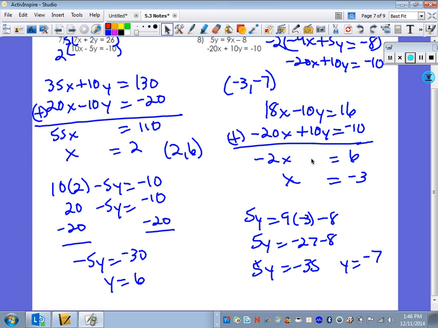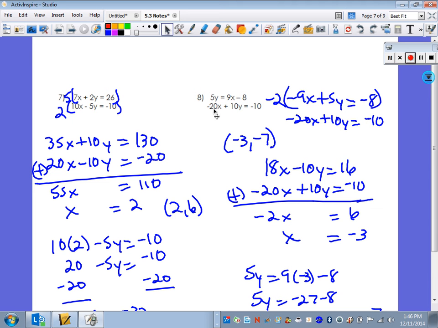Okay? And then the last one, I'm going to move the 9x to the other side. So I had negative 9x plus 5y equals negative 8. And then I recopied the second one, which is negative 20x plus 10y equals negative 10. I decided to get rid of y because it only took one step to do it. So I multiplied through the whole first equation by -2. I got 18x minus 10y equals 16. Recopied the second one, -20x plus 10y equals -10. Add the two together, you end up with -2x equals 6. Divide both sides by -2, you get x equals -3.